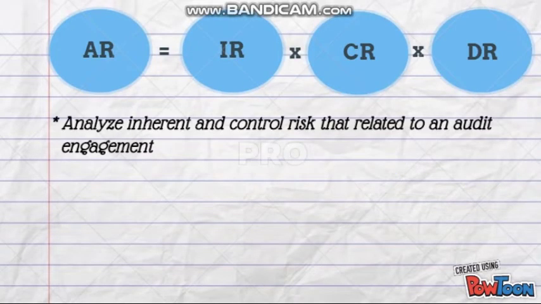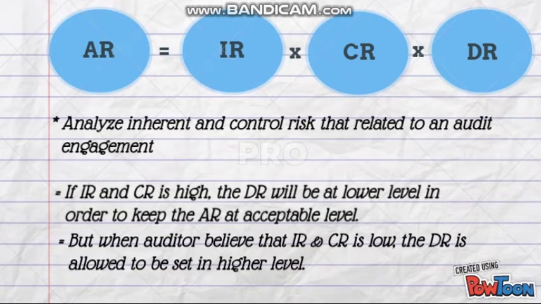The auditor needs to analyze inherent and control risk related to an audit engagement while understanding the entity and environment. The residual risk is formed by the detection risk after consideration of inherent and control risk. If inherent risk and control risk are high, the detection risk will be at a lower level in order to keep the audit risk at an acceptable level. But when the auditor believes that inherent and control risk are low, the detection risk is allowed to be set at a higher level.